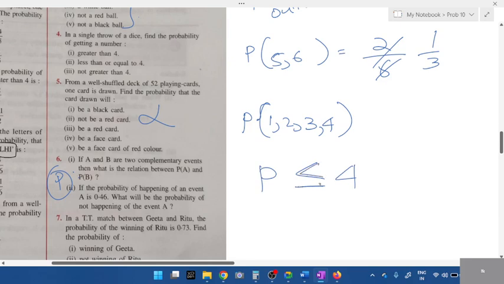P is less than or equal to 4. Consider 1 to 4. There are 4 values, so 4 divided by 6. What's the answer? 2 by 3. Not greater than 4: what do you mean by not greater than 4? Look here. P is not greater than 4. If it is not greater than 4, it is definitely less than.